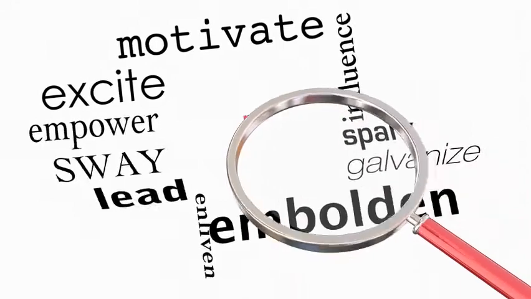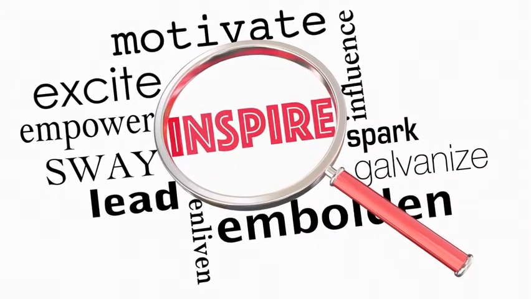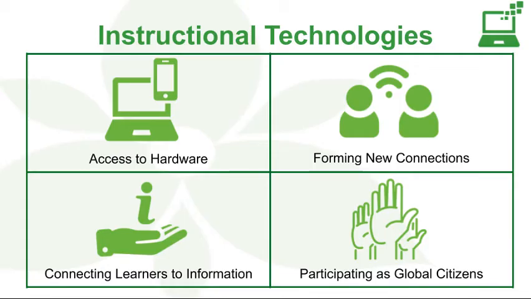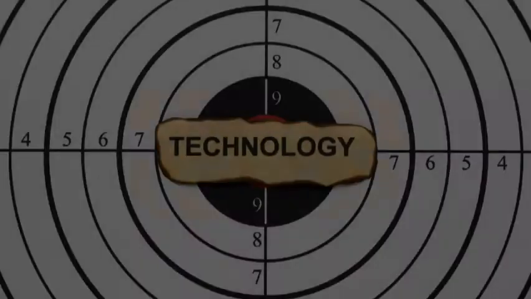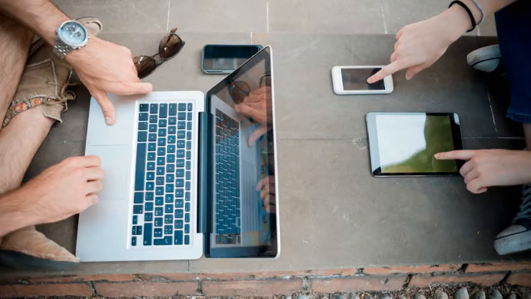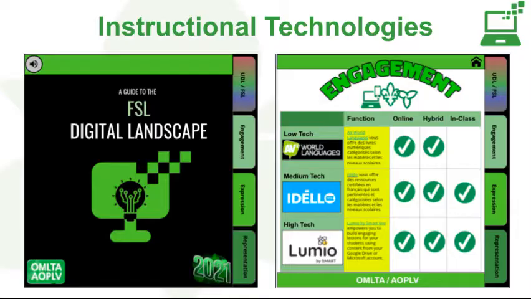Educators use instructional technology to inspire, enhance, and extend their teaching. More importantly, access to both non-digital and digital resources amplifies learners' voices to engage with their world. Instructional technologies are designed to support and assist all learners as they navigate their individual learning needs and goals. Within this standalone resource, OMLTA, A Guide to the Digital Landscape, you will find guidelines and tips to make FSL more accessible to all learners.